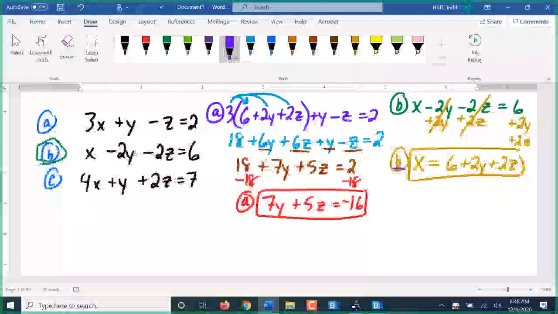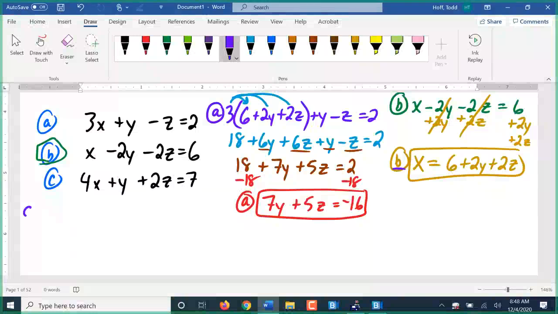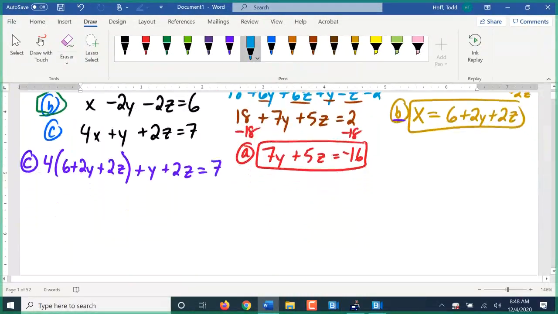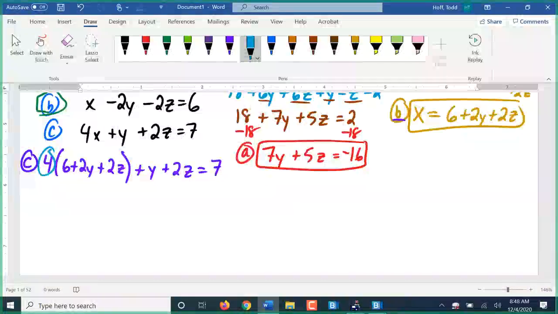I have still not used equation C. We're going to come back there, 4x. Again, we're going to put in the 6 plus 2y plus 2z in place of x, plus y plus 2z equals 7. So again, nothing to do inside the parentheses, so we're going to multiply by the 4. 4 times 6 is 24. 4 times 2y is 8y.